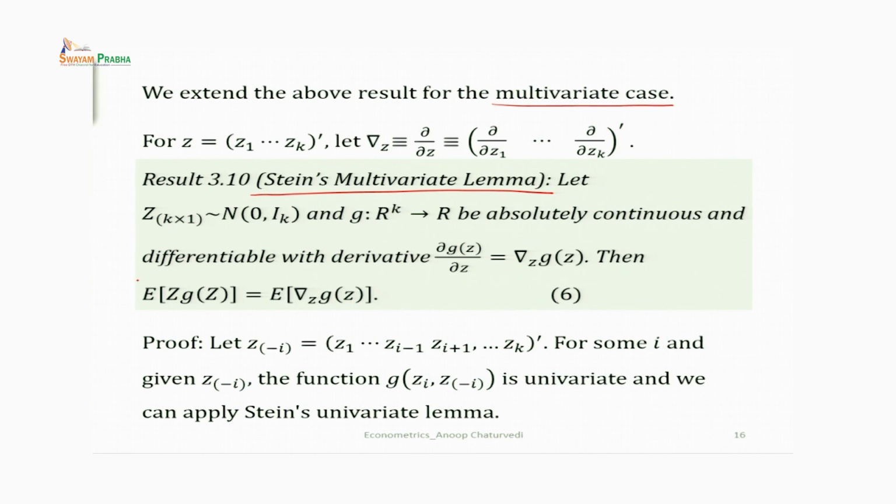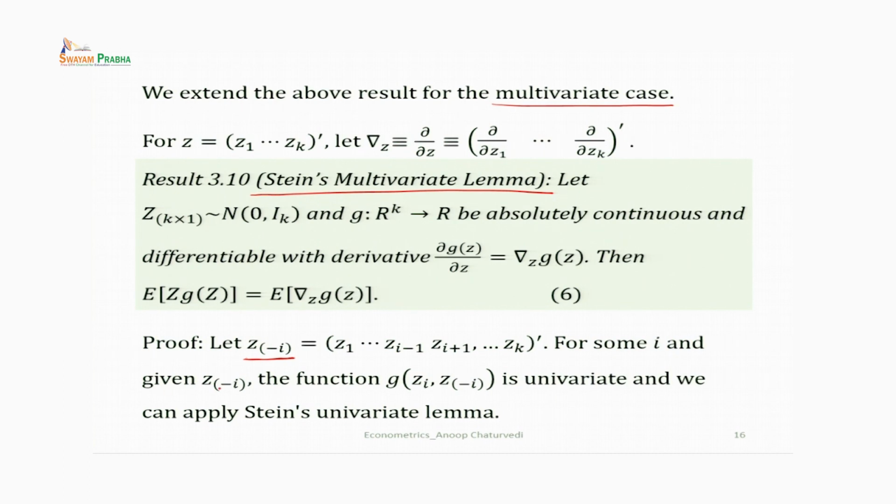So, this is the multivariate extension of the previous result, and now we prove this result. To prove this result, let us write z minus i equal to z 1, z 2, and so on up to z i minus 1, z i plus 1, and so on up to z k. To define z minus i, what we have done is we have removed the ith component z i from z.